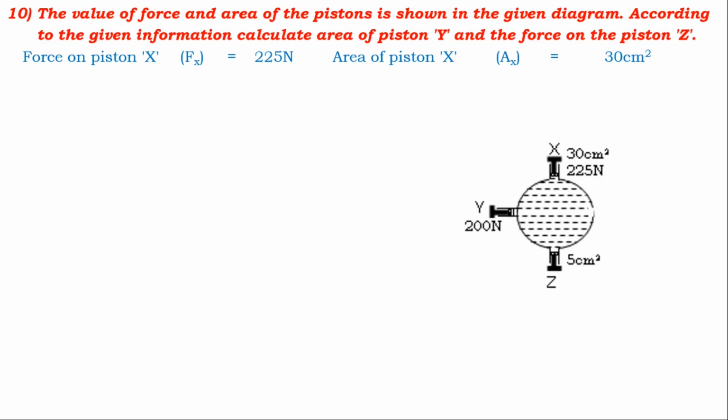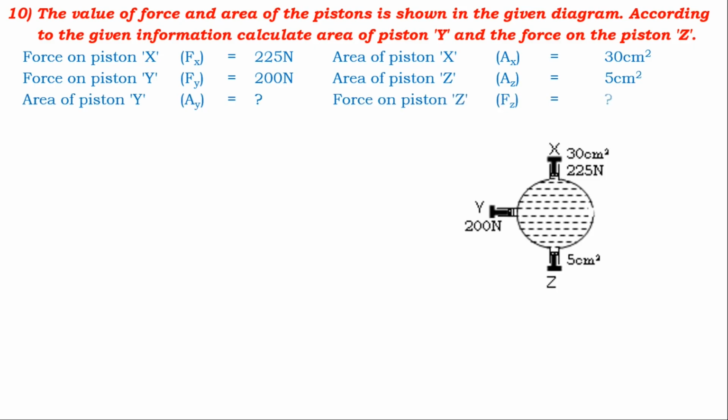Okay, we have to write first the given. Force on piston X, which can be represented by Fx, equal to 225 Newton. Area of piston X, that can be represented by Ax, is 30 centimeter square. Force on piston Y, Fy, equal to 200 Newton. Area of piston Z, Az, equal to 5 centimeter square. Area of piston Y, Ay, equal to question mark, and force on piston Z, Fz, equal to question mark.